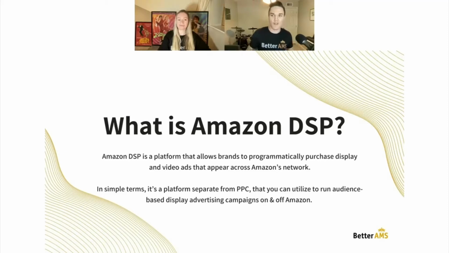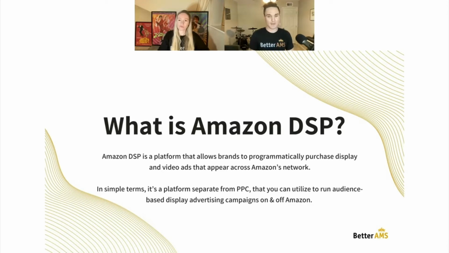All right, we'll start off with what is Amazon DSP. For the technical definition, it is a platform that allows brands to programmatically purchase display and video ads that appear across Amazon's network and owned properties. In simpler terms, what does this really look like?